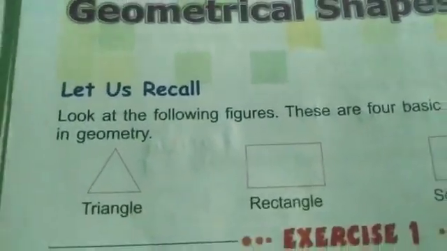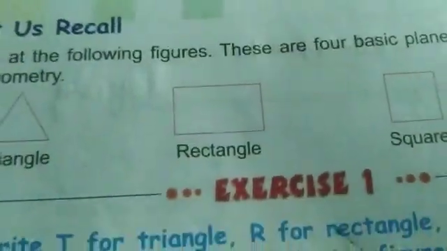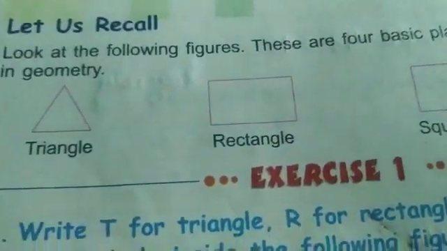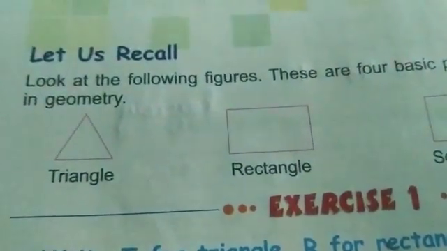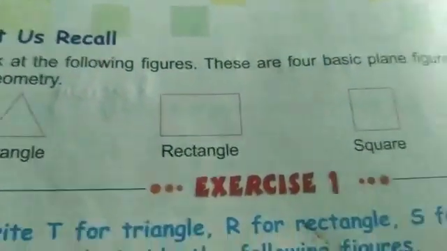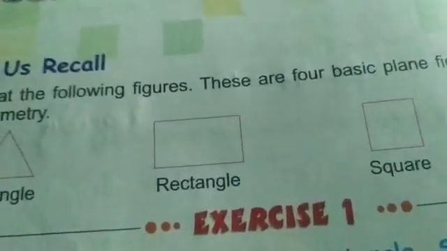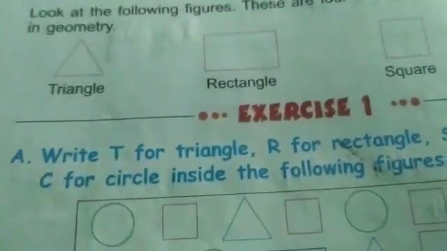Let us recall. Children, you know about the plane shapes? Yes, I am talking about this triangle, rectangle, square and circle. These shapes are known as plane shapes. As you have learned in UKG, you know how to draw triangle, rectangle, square and circle. Now I will briefly describe these shapes. But before that, we will complete our exercise 1.